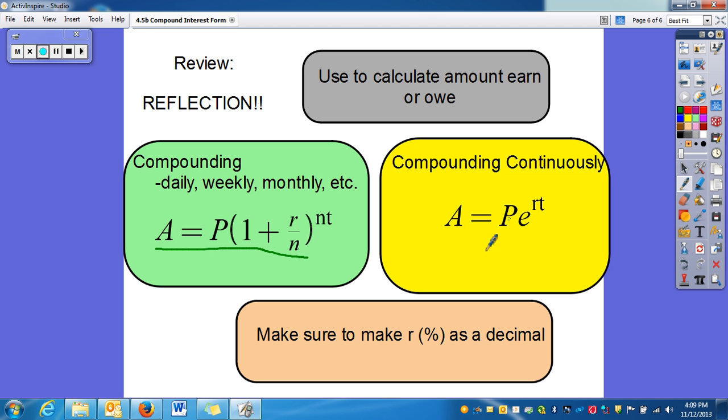Again, you don't need to memorize these formulas. You have to memorize what the variables stand for. Compound interest is calculating how much money we earn or owe, and then make sure you write the percent as the decimal when you're doing this.